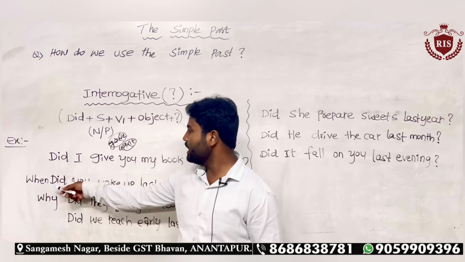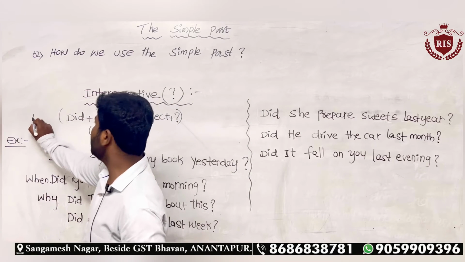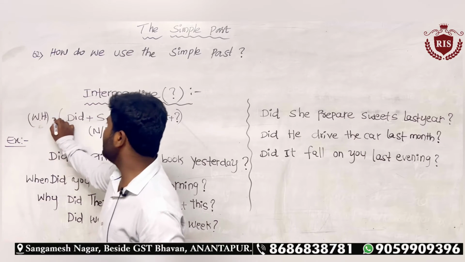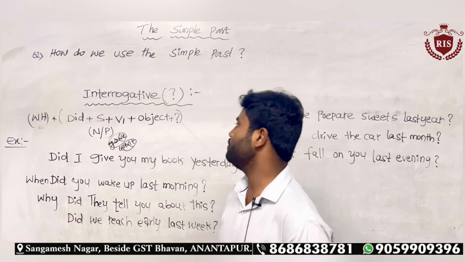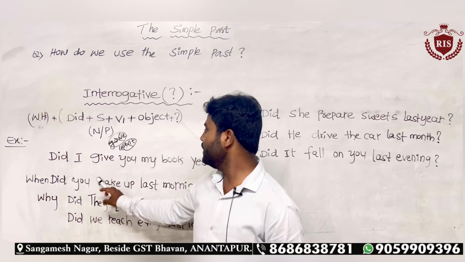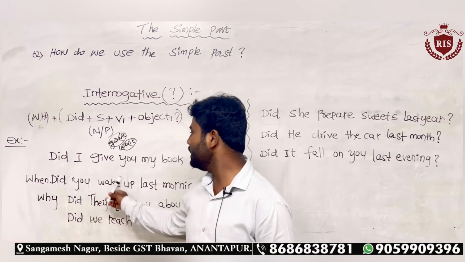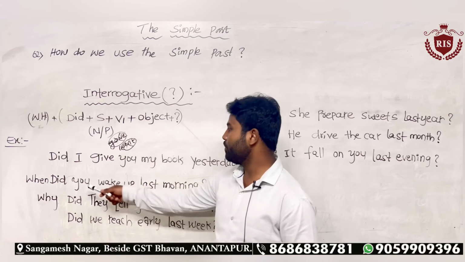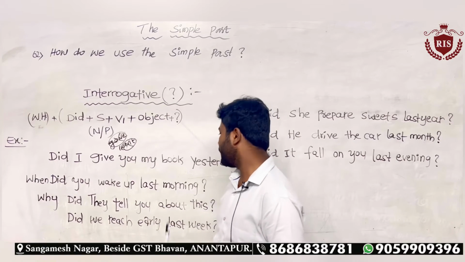If you want to start the question with a WH word, here you can write WH plus did plus subject plus V1 plus the object. As we have learnt here, we cannot use the simple past form of the verb. Here we use only the infinitive form of the verb. Do remember that. When did you wake up last morning?